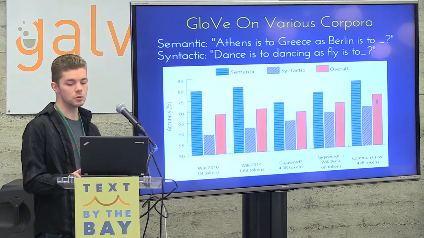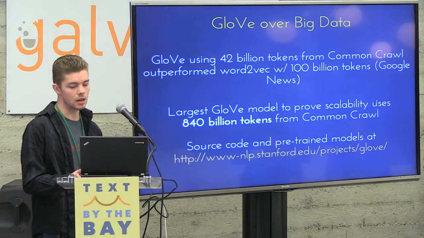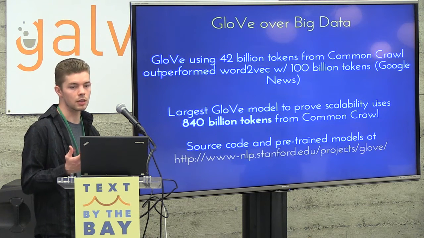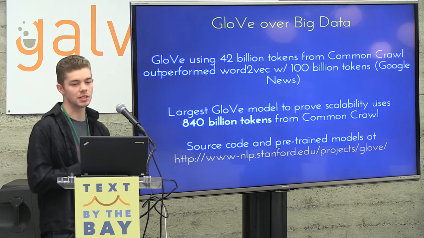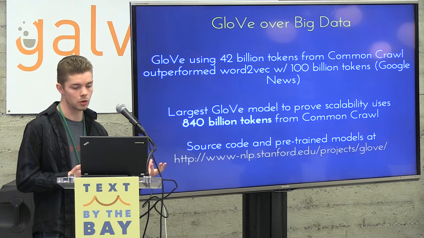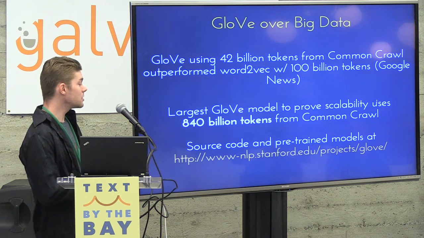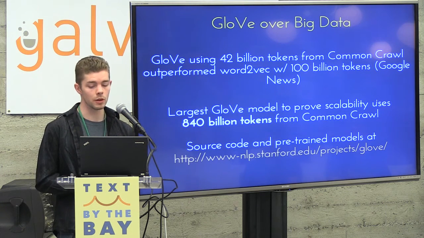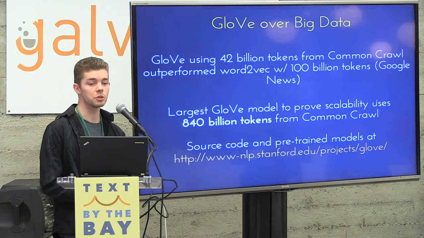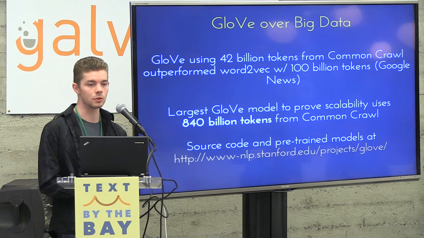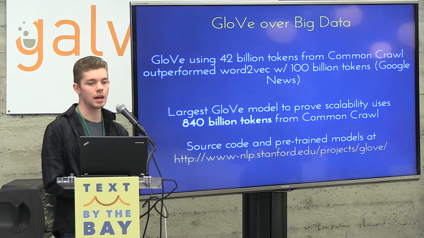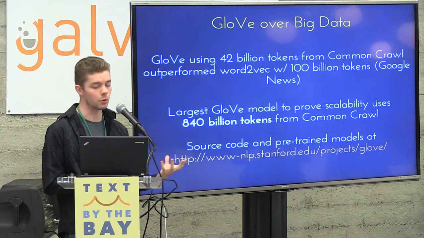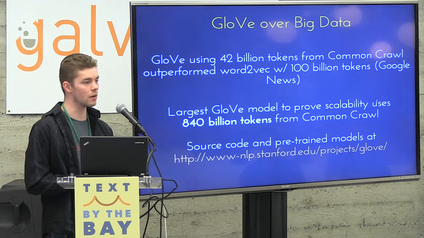The reason that they used this data set rather than the other one is that the 840 billion token data set was just normal casing. The other one they all lowercased, so it wasn't directly comparable to the other academic models that they were looking at. And again, on top of this, the same sort of thing happened as with the Ngram data before. They released all the source code and also the pre-trained models online at the Stanford website. So you can go online right now and grab 300-dimensional word vector representation from 840 billion tokens of Common Crawl.